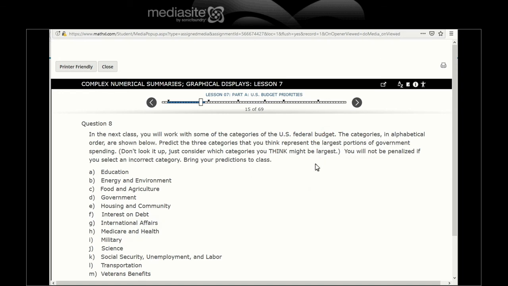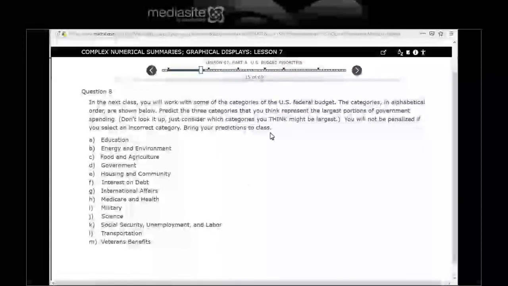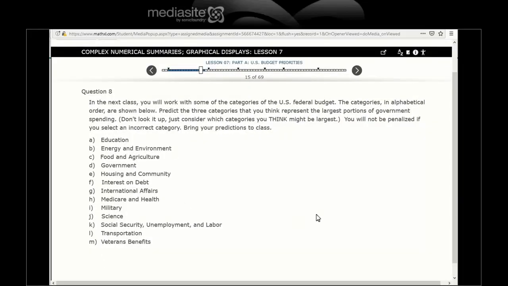Okay, so next lesson, it'll be 7B. We'll be going into more detail of the budget, because the budget would be on these items.